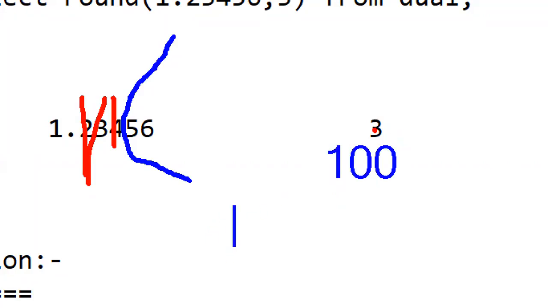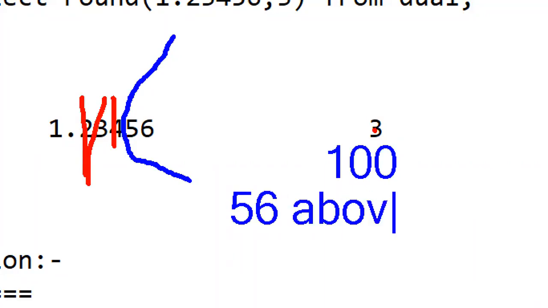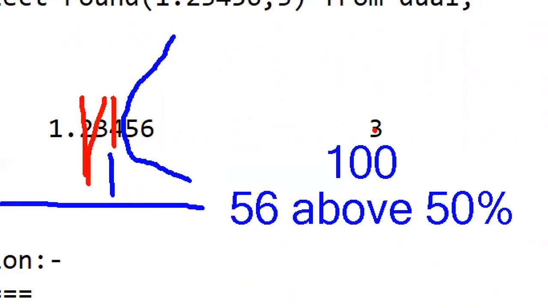Is 56 above 50 or below 50? Very good. 56 is above 50%. Always it will check whether it is above 50% or below 50%. Whenever it is above 50%, 1 is added to the rounded number. That's why here 1.235. Very good, many fellows are telling it correctly.